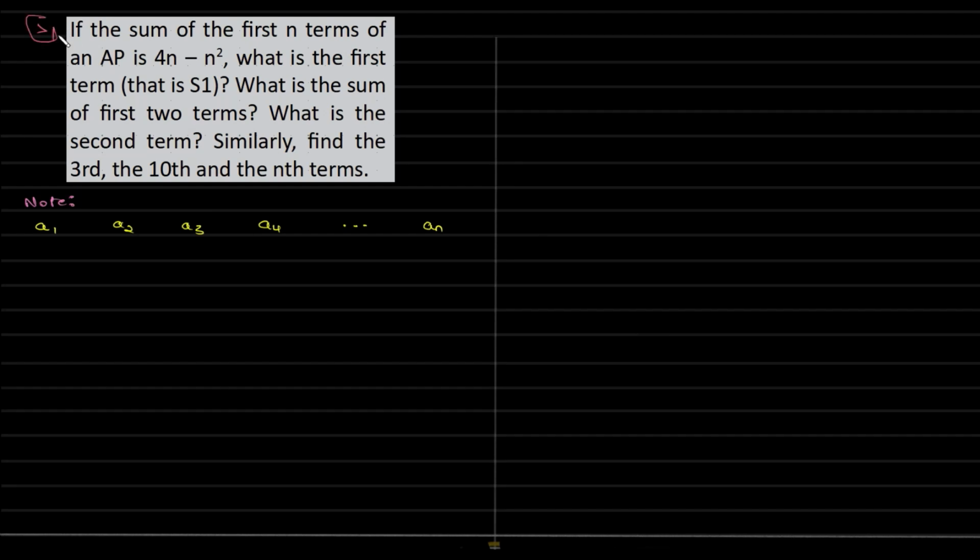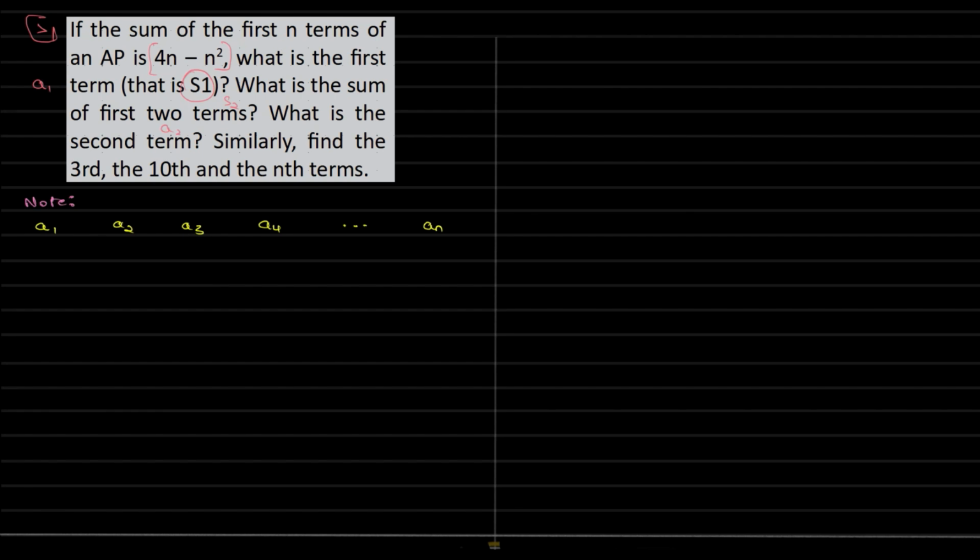If the sum of first n terms of an AP is 4n minus n square, what is the first term? First term is A1, that is S1. I'll explain why that is. What is the sum of first two terms? So S2. What is the second term? A2. What is the third? Similarly, find the third, 10th, and nth term.